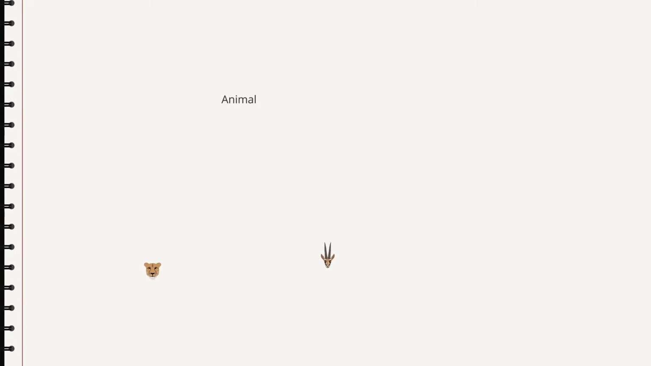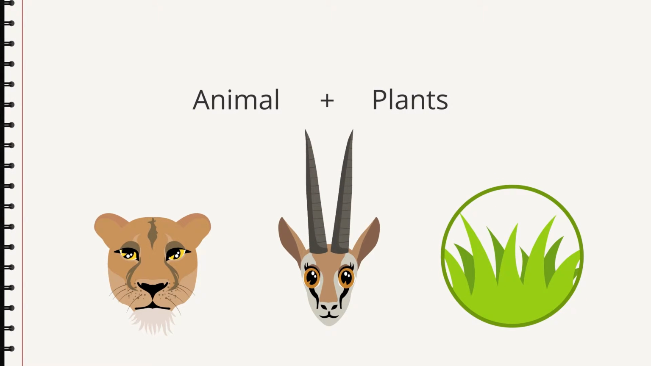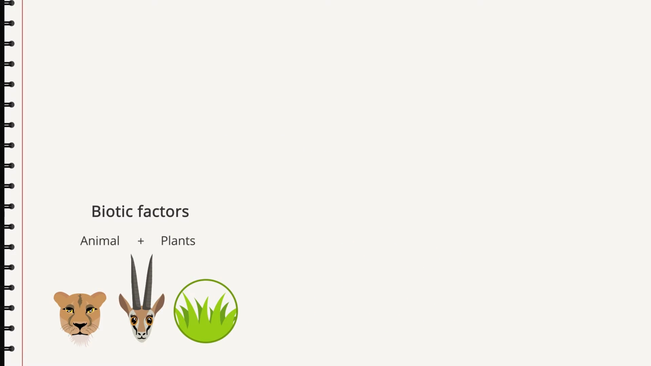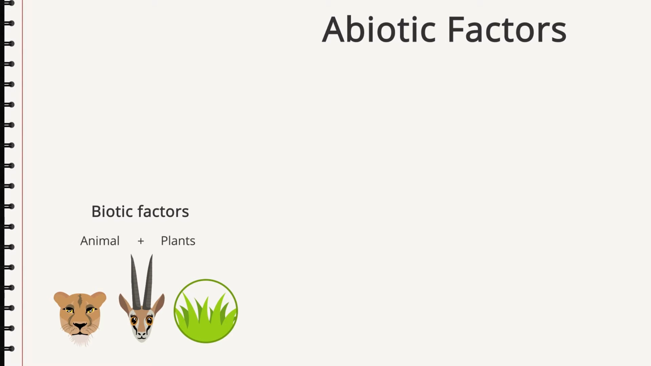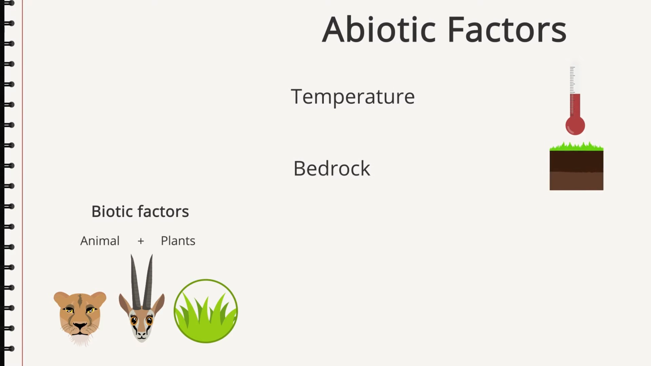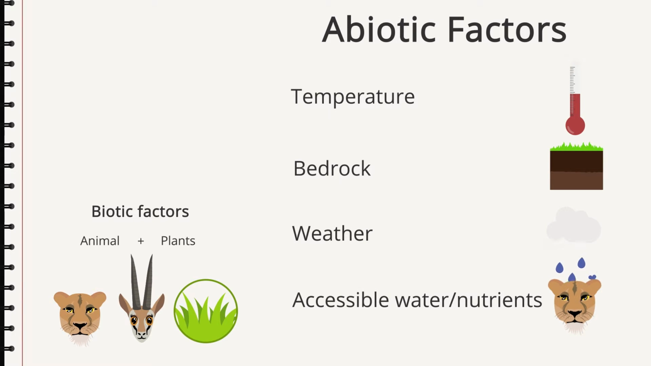The effects of animals, plants, and other organisms on each other and their surroundings are called biotic factors. When things in the surroundings affect animals, plants, or other organisms, and they're non-biological, they're called abiotic factors. Among other things, these include temperature, bedrock, weather, and the amounts of accessible water or nutrients.